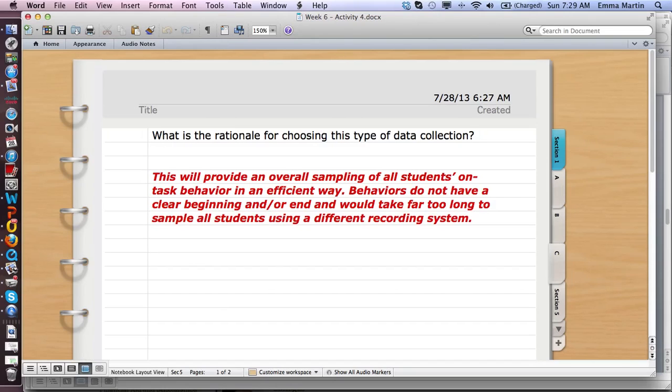Behaviors do not have a clear beginning or end and would take far too long to sample all students using a different recording system. Remember, this is a sampling of student behavior. So it's looking at a specific time and looking across all of the different students. So let's look and see what our data told us.